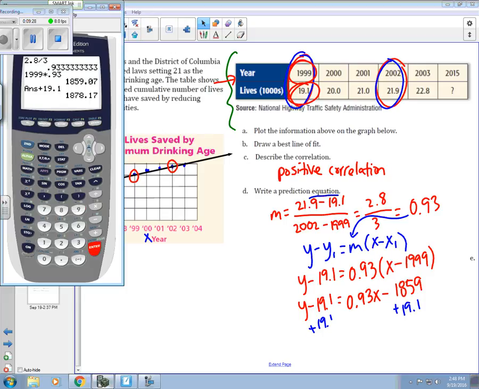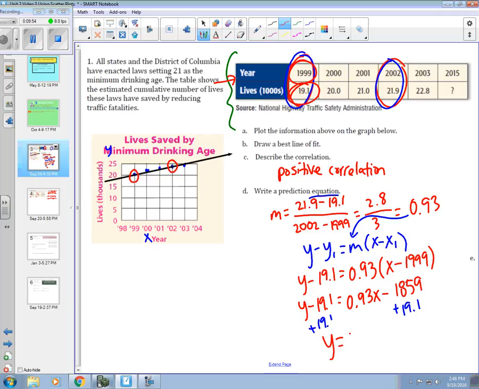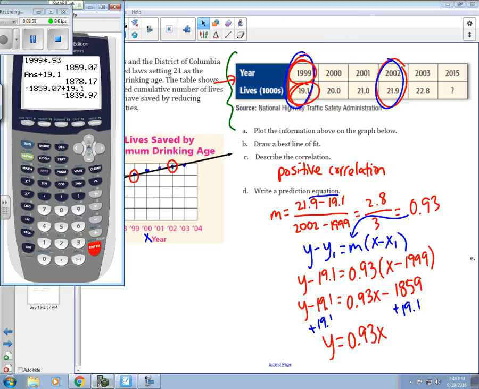One mistake here I did, and this would be wrong. Notice that top number is negative, and I didn't count it as negative. So I need to go back and change that here. It would be negative this number plus 19.1. So make sure if it's minus that you do get that. So our final prediction equation here then would be y equals, our slope is about 0.93, and our y-intercept comes out to be roughly, I'm going to round there, about negative 1840.